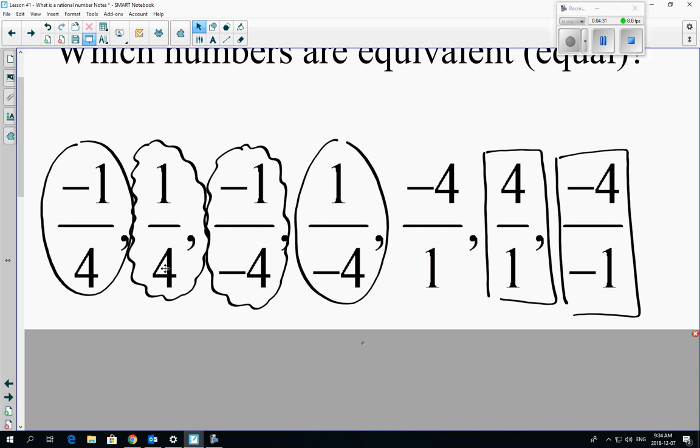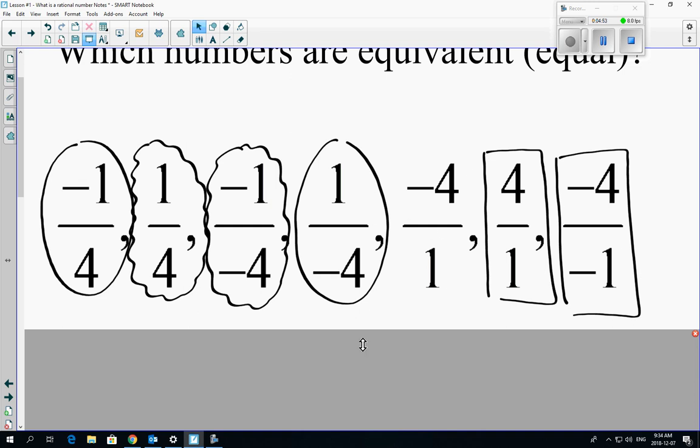Here, these ones with the squiggly lines around them, this is positive 1/4. And we know from past experience that a negative divided by a negative right here is also a positive. So these two are equivalent. Here, 4 over 1 again, positive. 4 over positive 1 is still a positive number. Negative 4 divided by negative 1 is still a positive number. So these two are the same. And this lone one here is just kind of by itself.